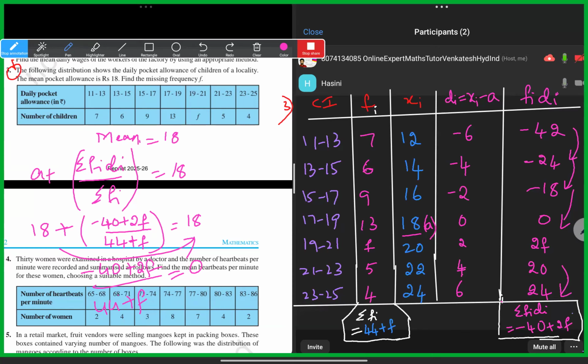Now this is a fraction, Hasni. Yes or no? Yes, sir. For a fraction, cross multiplication will happen. So this 44 plus f will go to the right side and multiply with 0. Anything into 0 is 0. So 44 plus f into 0 completely becomes 0. The leftover is minus 40 plus 2f is equal to 0.